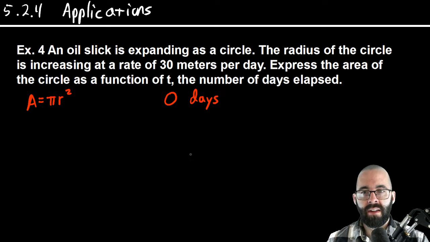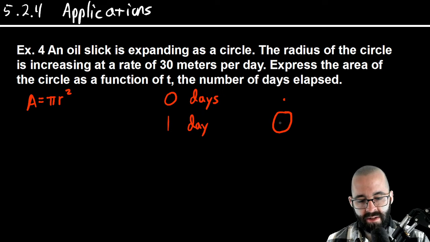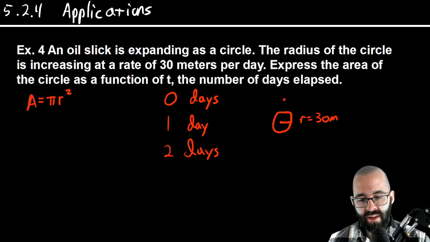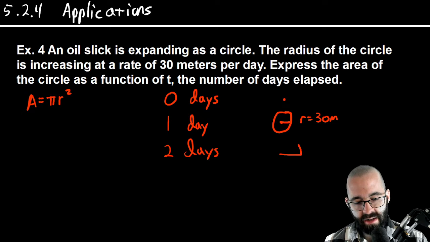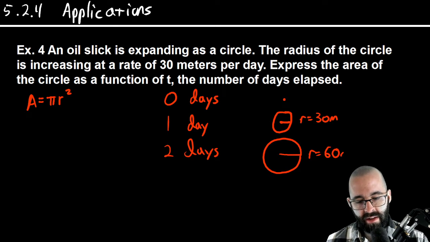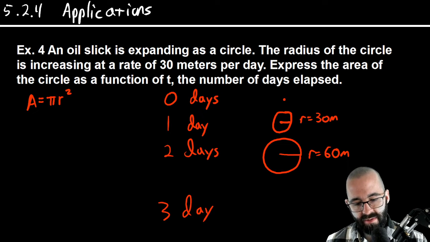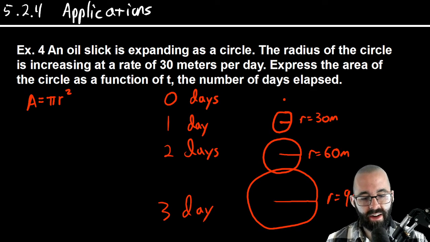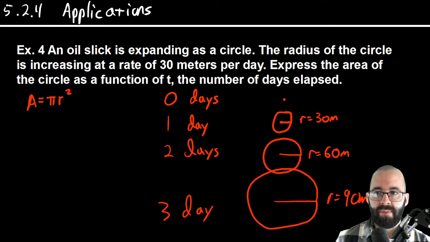What's going on here? After 0 days, there is no circle. After 1 day, there's a circle with radius 30 meters. Well, after 2 days, the radius is increasing by 30 meters every day, so after 2 days, the radius is twice as big. After 3 days, the radius increases by another 30 meters, etc. So how is the radius changing over time?